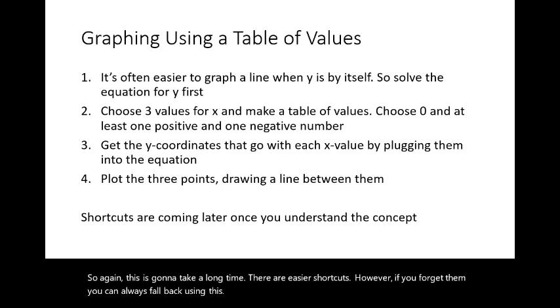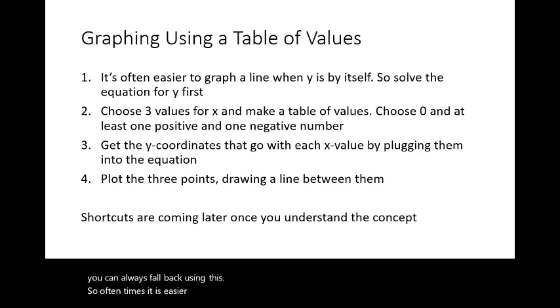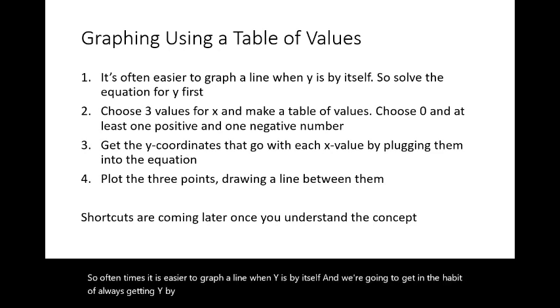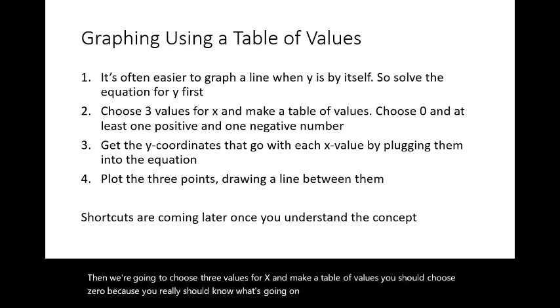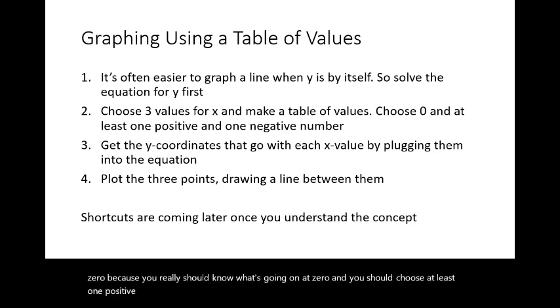So oftentimes, it is easier to graph a line when y is by itself, and we're going to get in the habit of always getting y by itself in these equations if y is not already by itself. So just get in the habit, solve the equation for y first. Then we're going to choose 3 values for x and make a table of values. You should choose 0 because you really should know what's going on at 0, and you should choose at least one positive number and one negative number. Then you're going to plug those into x in your equation one at a time to get the corresponding y coordinate. Then you're going to plot these points as ordered pairs and draw a line between them.